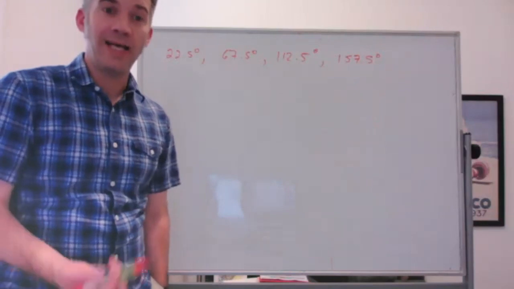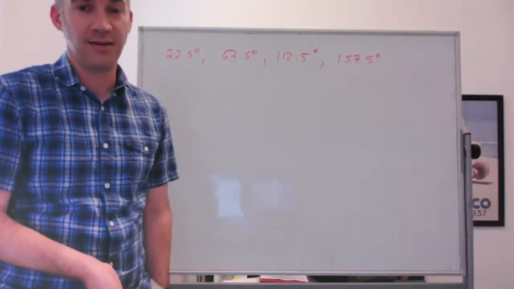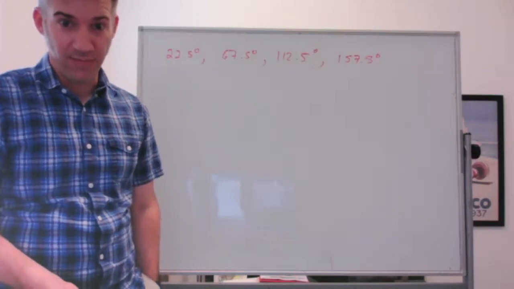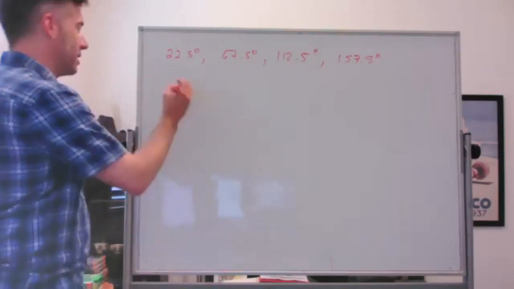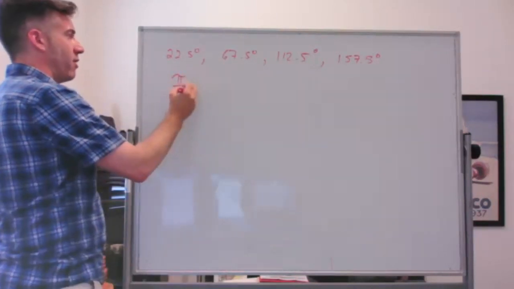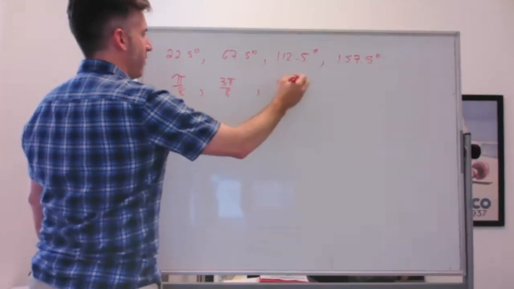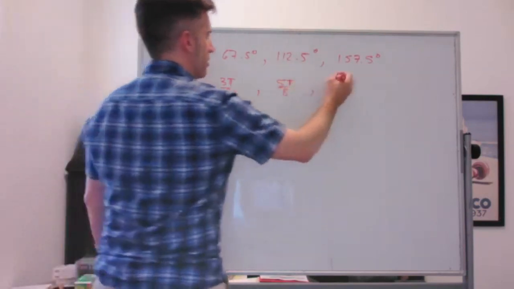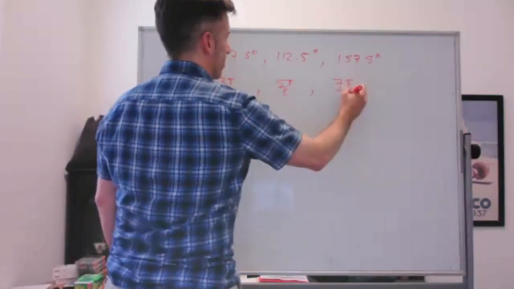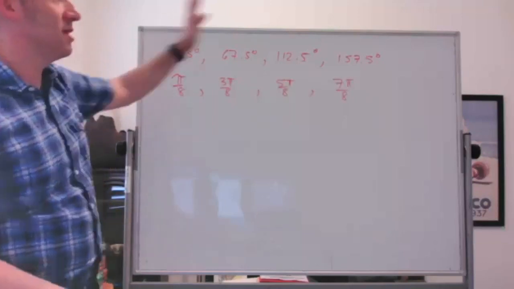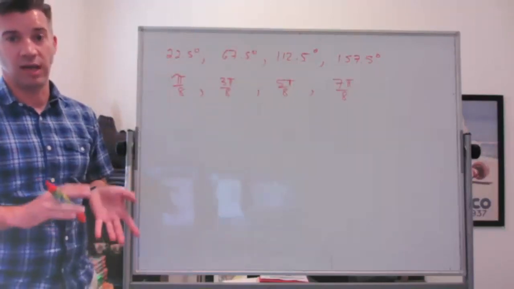If your angle has half a degree in it, it's a pretty good bet you're going to be using the half-angle formula. Or in radians, pi over 8, 3 pi over 8, 5 pi over 8, 7 pi over 8. Or anything pi over 8, it doesn't reduce. So these are the types of angles we pretty much use the half-angle formula for.